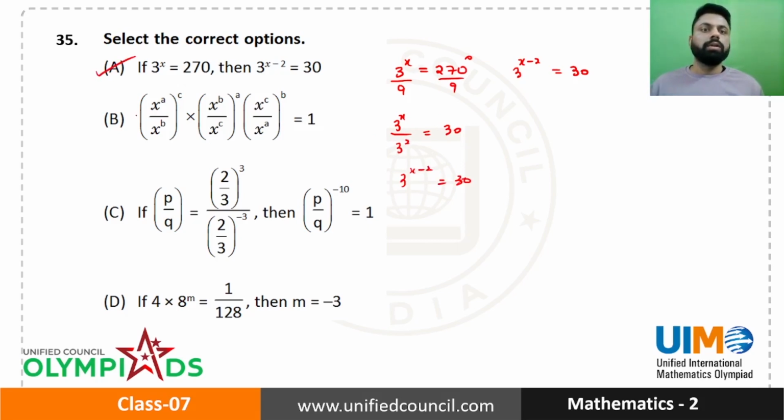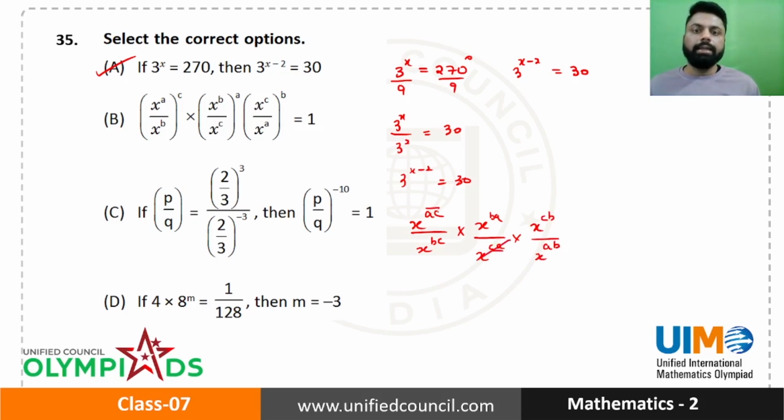True. For this one, x to the power AC upon x to the power BC multiplied by x to the power BA upon x to the power CA multiplied by x to the power CB divided by x to the power AB.